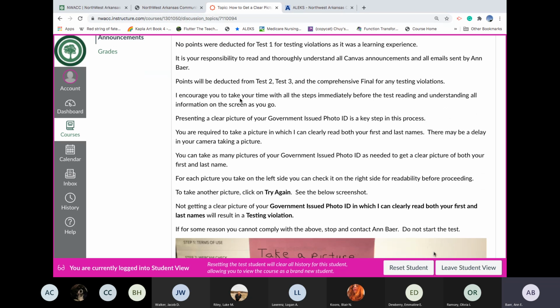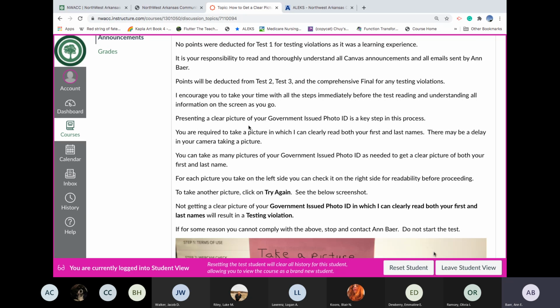I encourage you to take your time with all the steps immediately before the test, reading and understanding all information on the screen as you go. I have seen some students in the video rushing through the steps before the test. You really want to take your time with these steps too, because they can mean that you get points subtracted, which is not a good thing. So please take your time with all the steps.